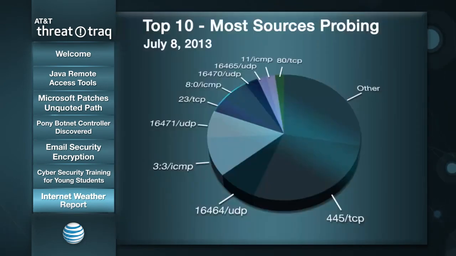Next item, the most sources probing. Again, port 445 is at the top of the list in this particular case. No other particular surprises. We do see port 80 TCP as having the most sources doing probing here, and we see other ports associated with the ZeroAccess peer-to-peer activity: 16465, 16470, 16471, and 16464. All of those are UDP ports.